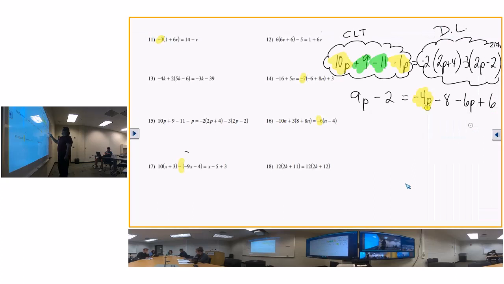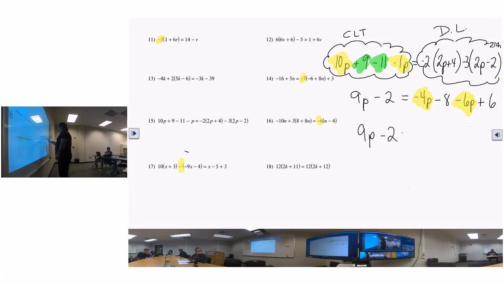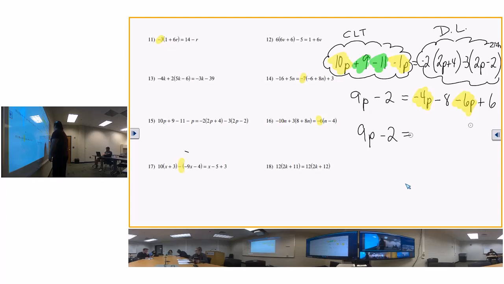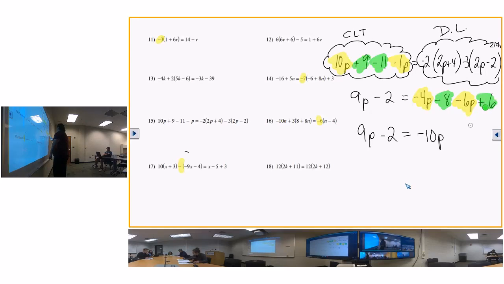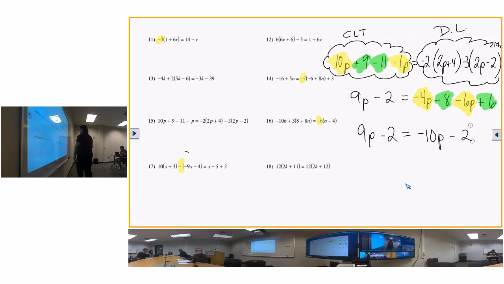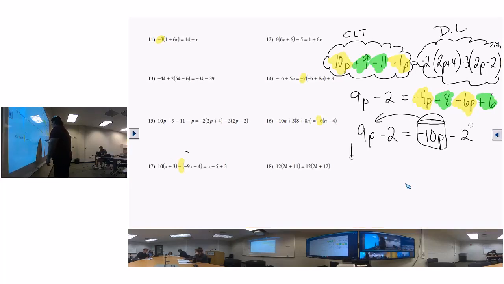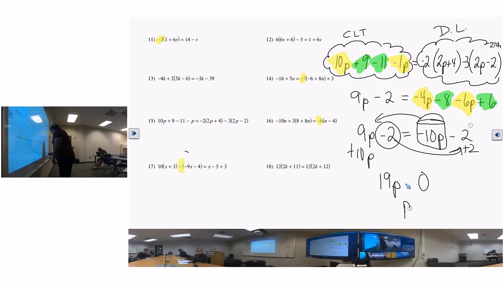We've got 4p and we've got 6p. So I'm going to rewrite. 9p minus 2 is equal to you owe $4, you owe $6, you owe $10. Take my handy-dandy green highlighter, things I do for y'all, and you owe $8, you have $6. You owe $2. Thank you, class. Which one's the little bucket? Negative 10p, so I take it across the river, and I get 19p. What do I do with negative 2? Take it across the river, and I get 0, so p is equal to 0.